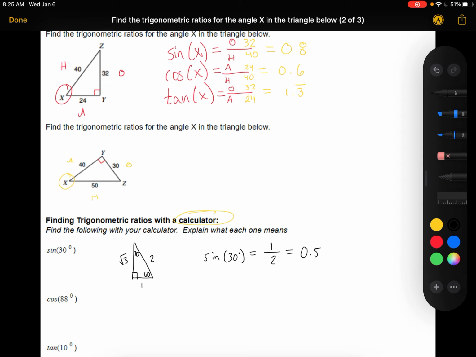Well, if you go to your calculator, you should see on it the SIN or sine button. If you just press that and then type in the degrees, so sine of 30 degrees, what you're going to see is it's actually equal to 0.5. So that's a way to check your work there.